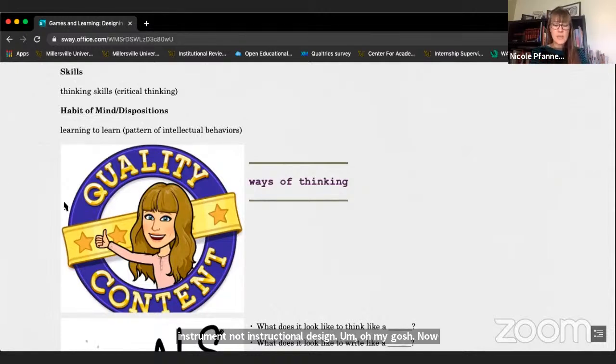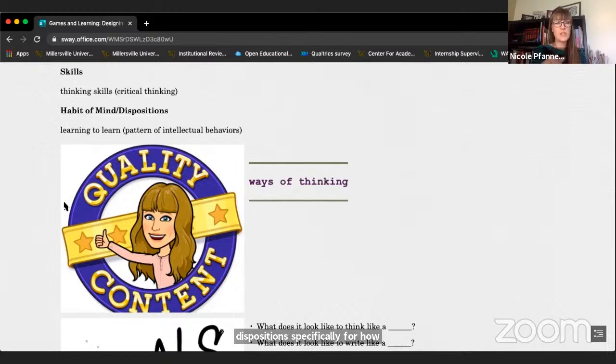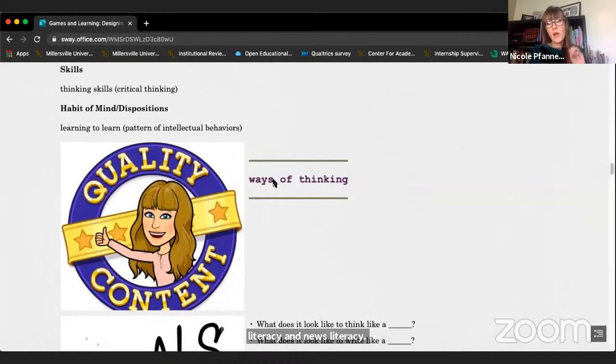The ACRL has adopted one, and they're using the concept of dispositions specifically for how do we engage with and how do we learn online. What does it look like to have news literacy? What does it look like to have information literacy? And so the ACRL has put together habits of mind and dispositions that come along with positive approaches to information literacy and news literacy. We're talking about ways of thinking and how ways of thinking are supported through these designed structures. That is our goal.